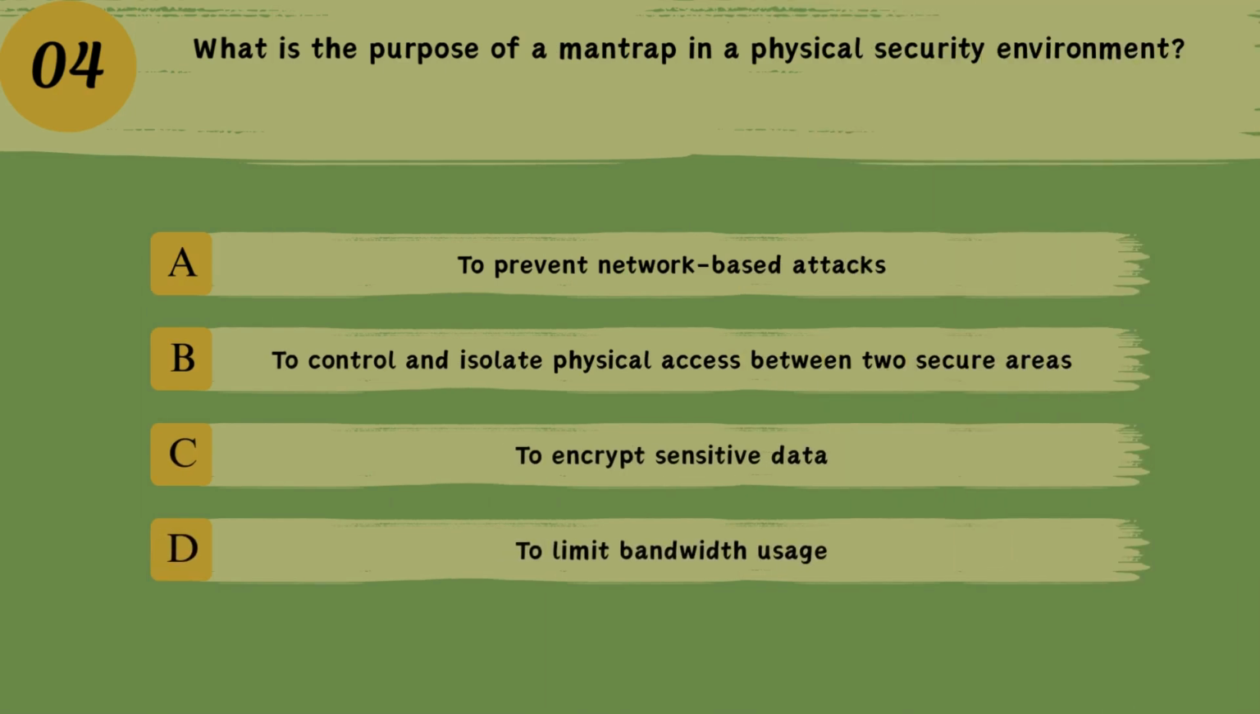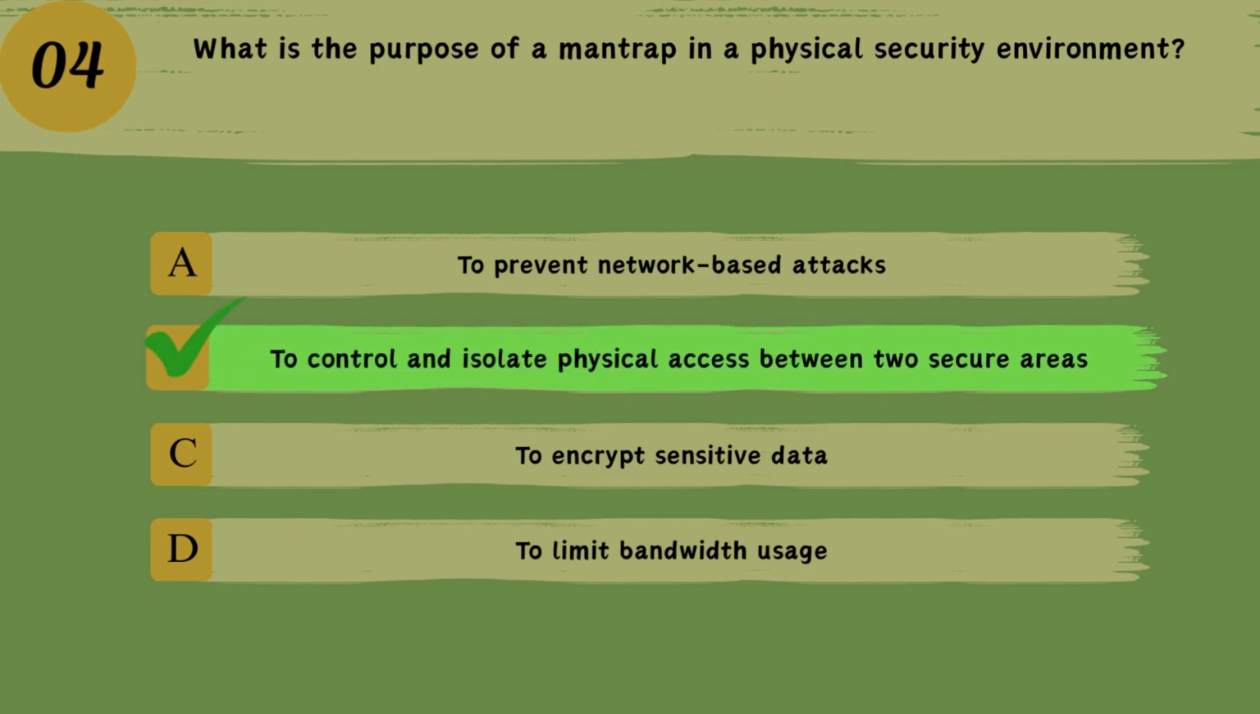Question 4. What is the purpose of a man-trap in a physical security environment? A. To prevent network-based attacks. B. To control and isolate physical access between two secure areas. C. To encrypt sensitive data. D. To limit bandwidth usage.